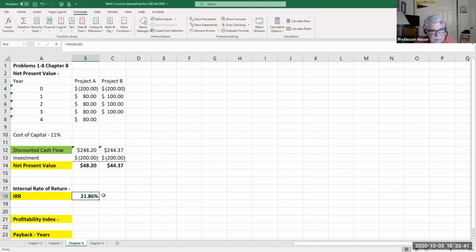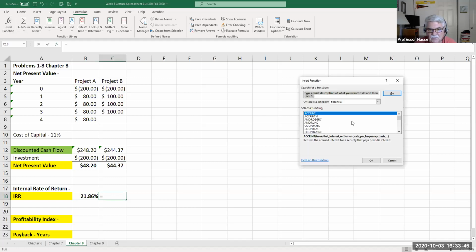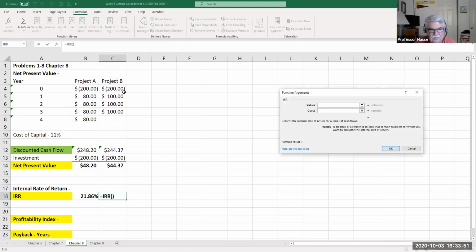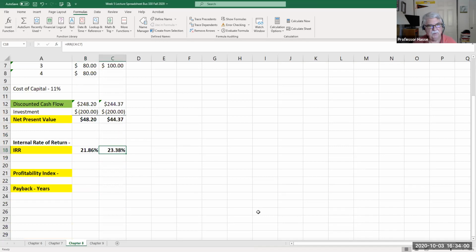Let's do the same for Project B. Financial, internal rate of return, put in the values, year 0, in this case to year 3, C4 to C7, hit OK, and 23.38.